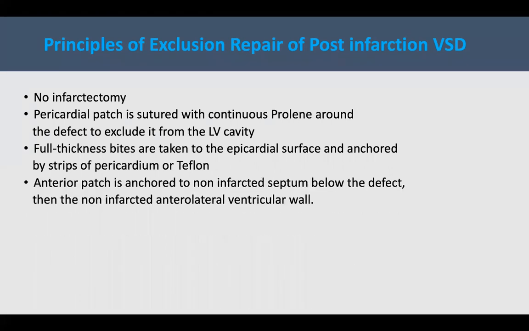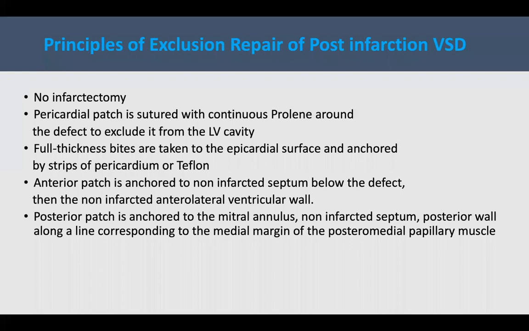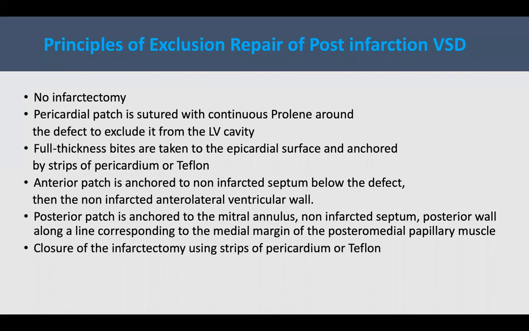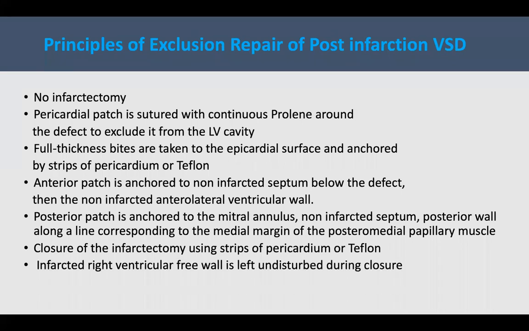Then the anterior patch is anchored to the non-infarcted septum below the defect and then to the non-infarcted anterolateral ventricular wall. Then, fifth step, posterior patches are anchored to the mitral annulus, non-infarcted septum, and then to the posterior wall along the medial margin of the posterior papillary muscle. And then we close the infarctectomy using the strips of pericardium or Teflon. The infarcted right ventricular free wall is left undisturbed. We do not touch the right ventricle at all. We'll go through details of this procedure.